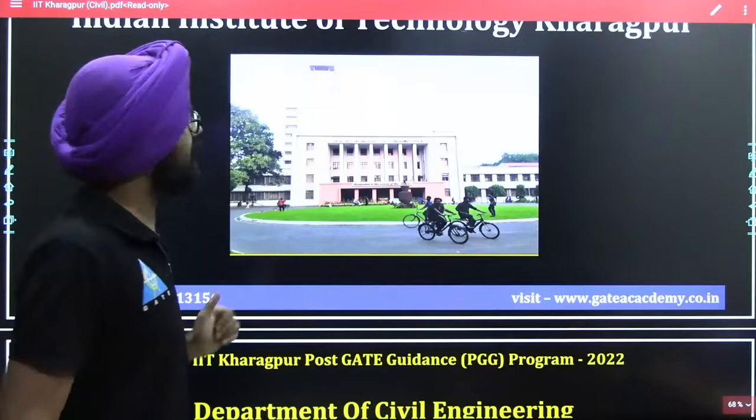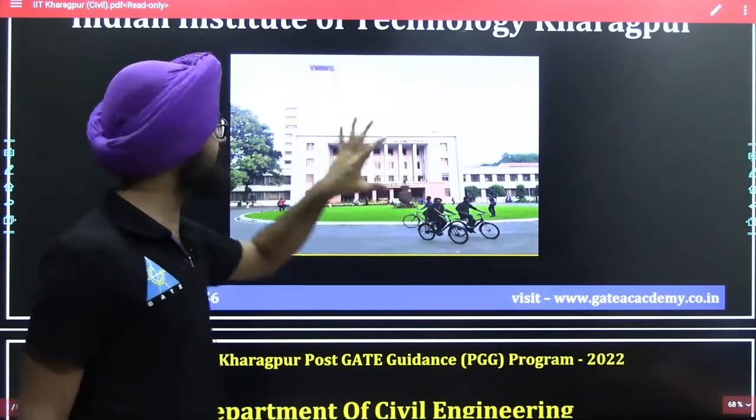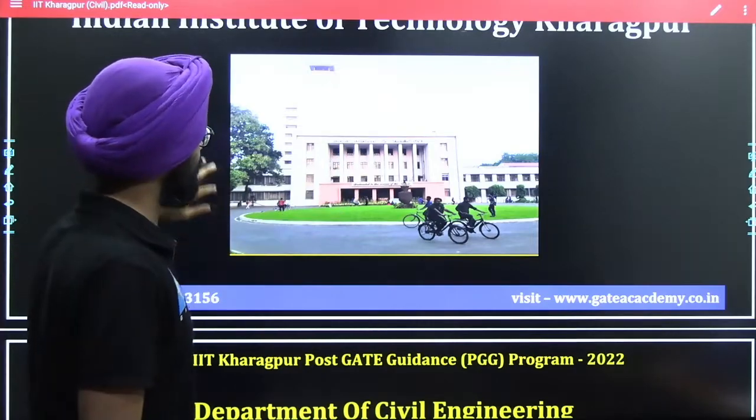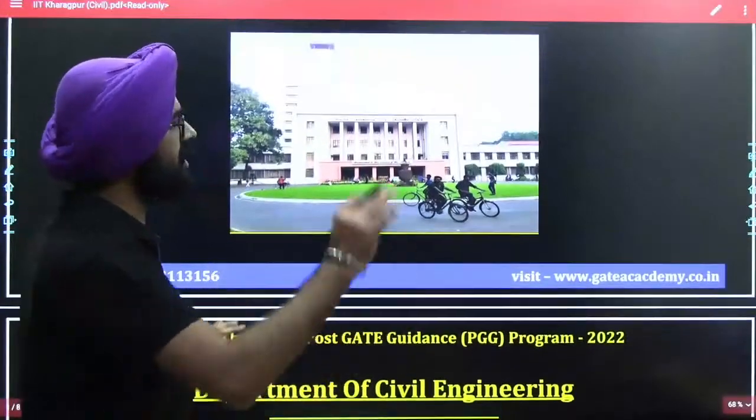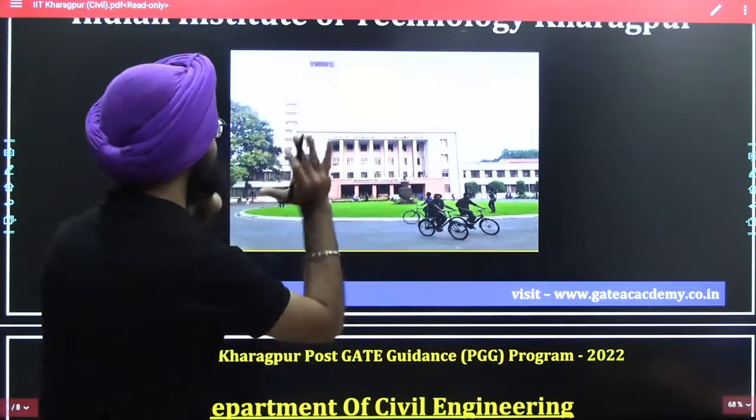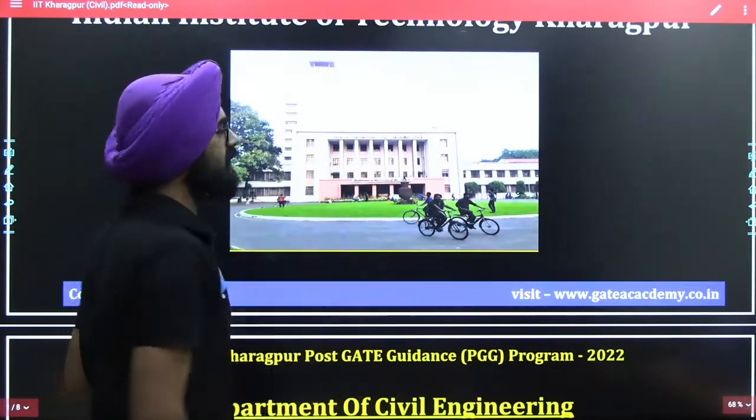So this is the beautiful campus of IIT Kharagpur. This is the main photo, the administrative block you can say, of IIT Kharagpur. Different departments' images you can also find on the internet. But this is the main administrative block which is there in IIT Kharagpur.